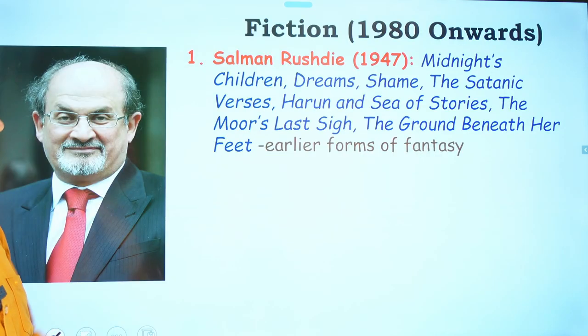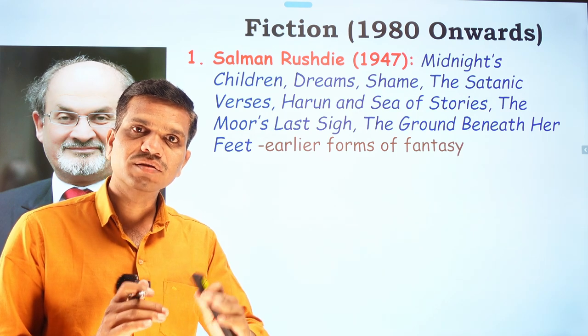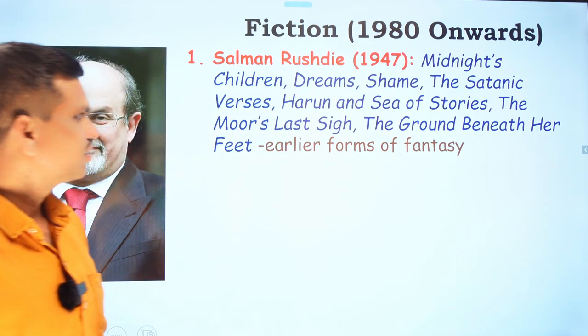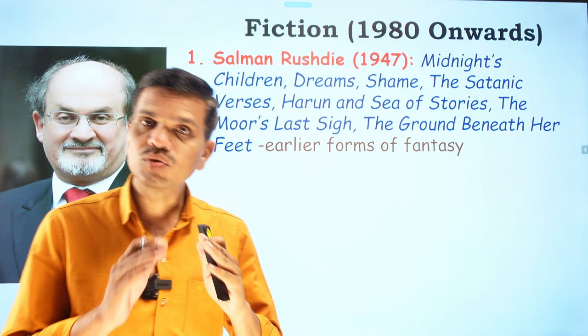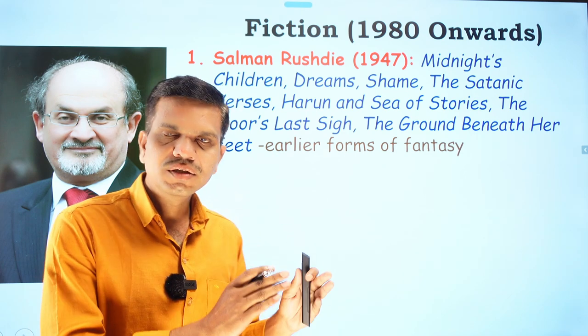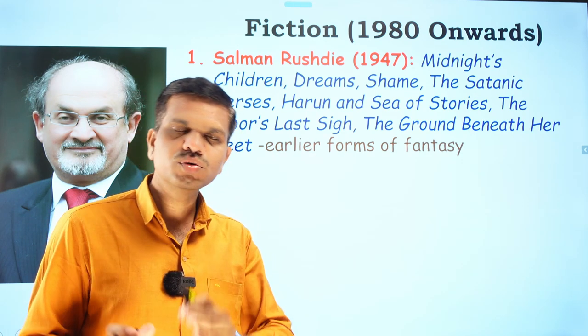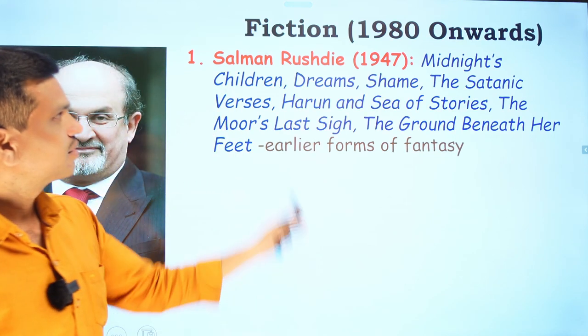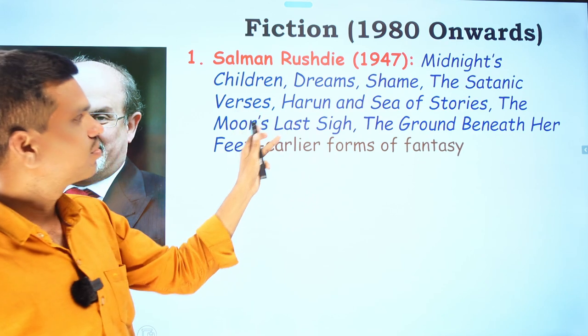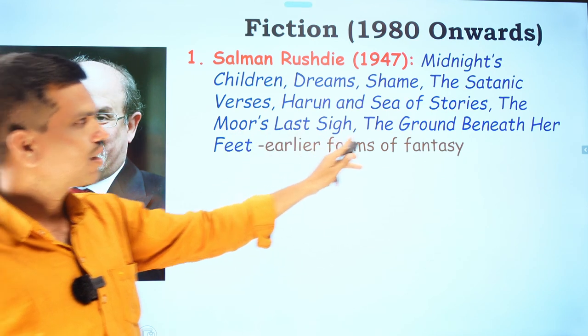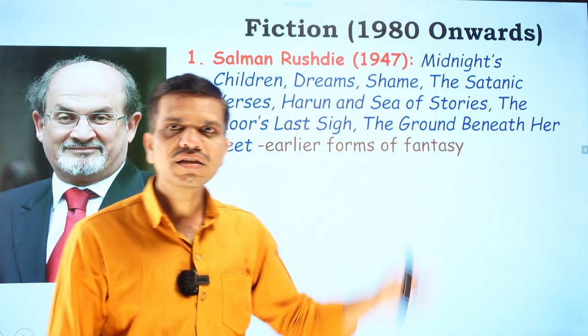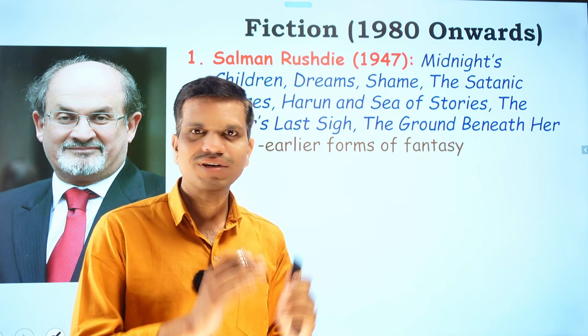So this is contemporary Indian writing in English, and the very first novelist here is Salman Rushdie, and this is his picture. We all know about Salman Rushdie. He heralded a new era in Indian writing in English, and we find early forms of fantasy in his novels. He is called a major user of magic realism. Some of his famous novels are Midnight's Children, Shame, The Satanic Verses, Haroun and the Sea of Stories, The Moor's Last Sigh, and The Ground Beneath Her Feet, and these are the earliest forms of fantasy fiction.